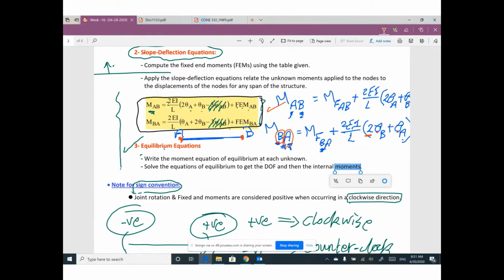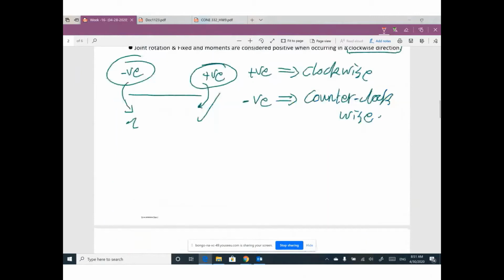This term is neglected because we don't have delta. It can be used in frames, more complicated frames. But we are talking about beams. You have only one unknown, or unknowns only theta. So this term can be neglected. So let's do it.